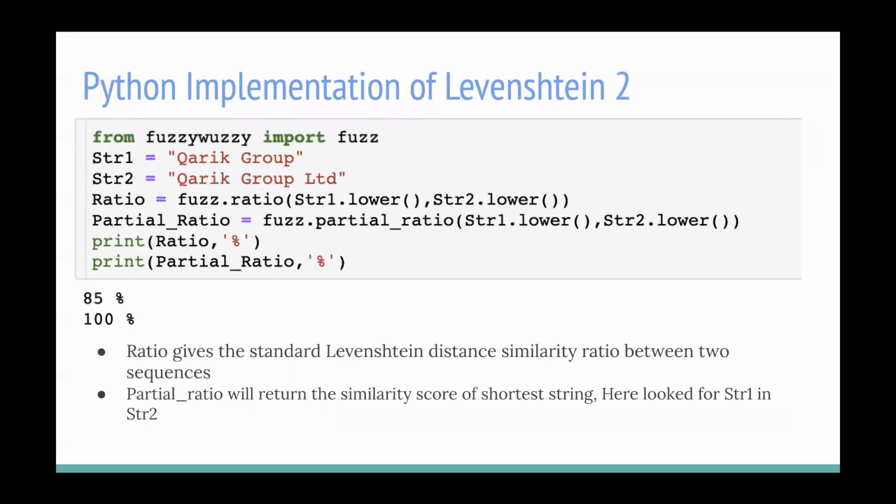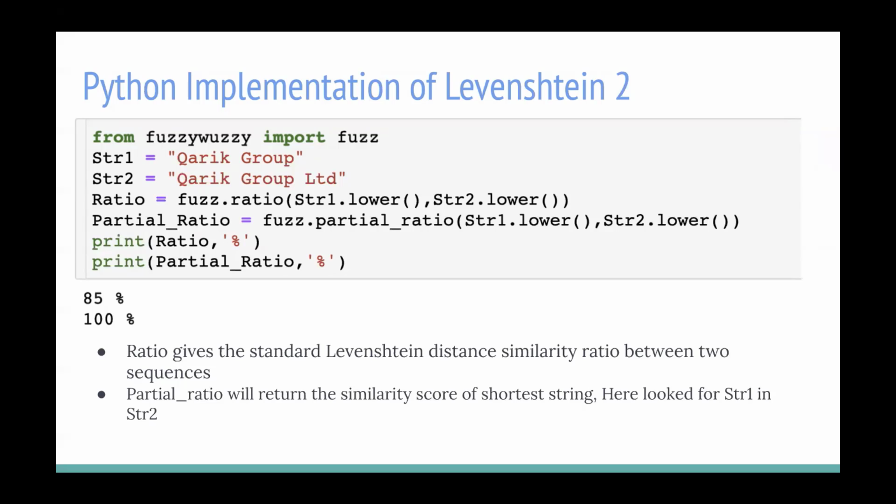Let's look at another library which is commonly used and more popular, which is called Fuzzy Wuzzy. Here we have different functions which will help us identify the Levenshtein distance. The first one is ratio. Ratio will give the standard Levenshtein distance similarity ratio between two strings. So here we can see that 85 is the ratio which we are getting.